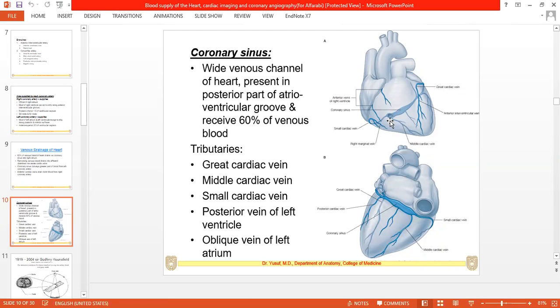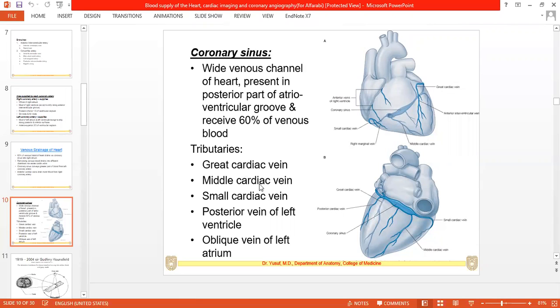So this is the picture. Even though it is posterior, it can be seen. This is actually on the diaphragmatic surface. This is the middle cardiac vein. Then we have the small cardiac vein coming from the right side of the heart. You see here, this is the right side of the heart, from where it will be draining into the coronary sinus through the small cardiac vein.